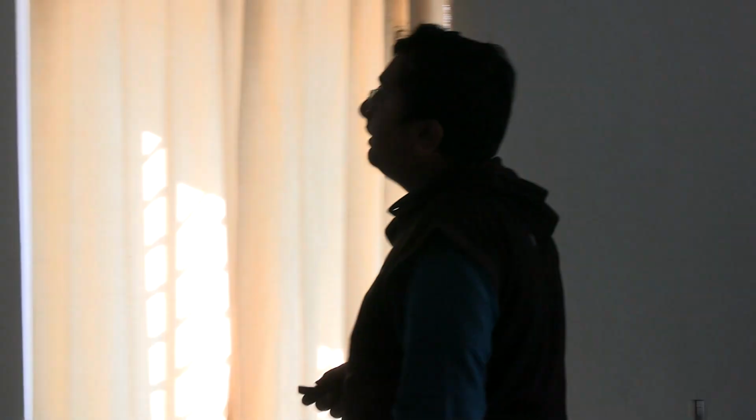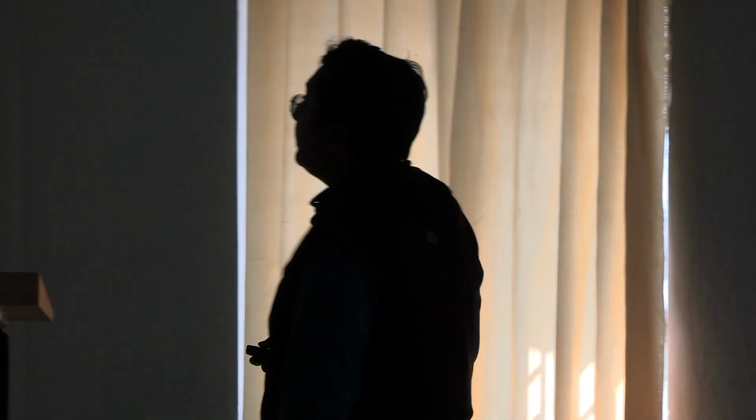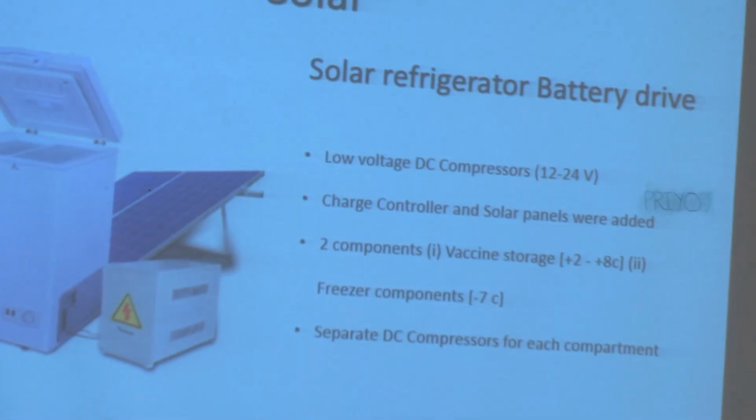Now newer devices, that is solar refrigerator battery drive. These are low voltage DC compressor, and just remember it has two components, vaccine storage and freezer components. Separate DC compressor for each compartment. One is for heat sensitive, one is for cold sensitive, and separate compressor for each component. This is the solar battery drive.